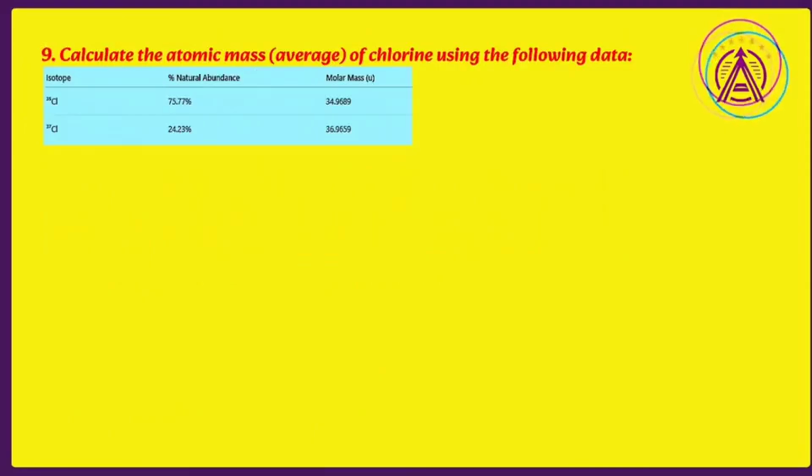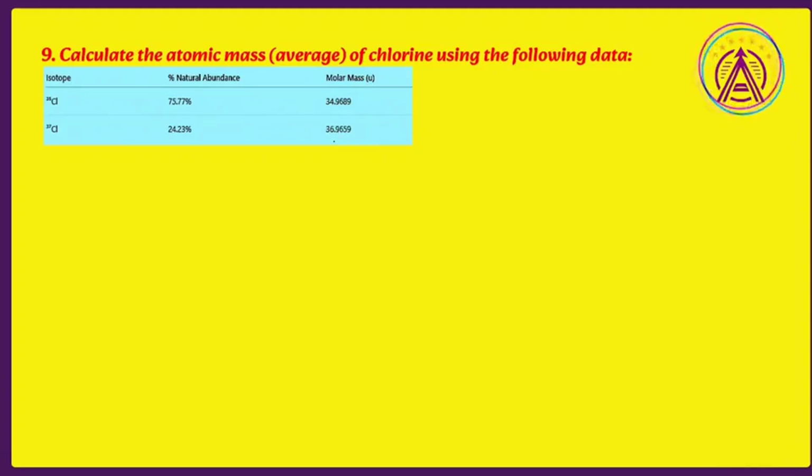Moving on to the next question, question number 9. Calculate the average atomic mass of chlorine using the given data. So what they have given you is chlorine 35 isotope and chlorine 37 isotope. And they have given you the natural abundance of each of these isotopes. Okay. What you have to do is find the average atomic mass.